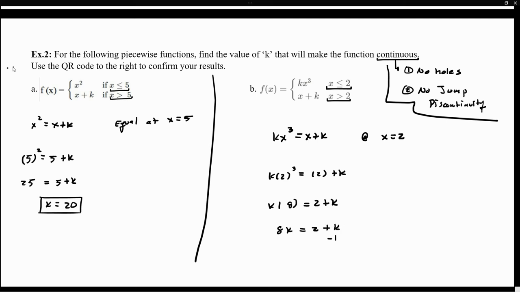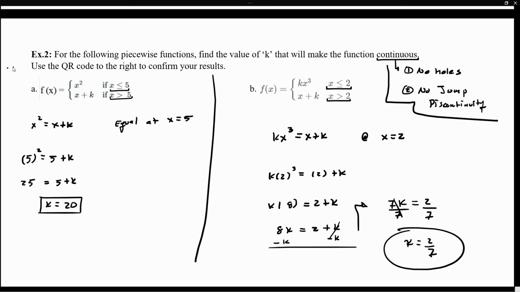Let's solve for k. So let's subtract k. So now we got 7k equals 2. So therefore, k should hold a value of 2 over 7. Well, let's see if that is true. So we're saying if we let k equal 2 over 7, then where the first function ends, the second function is going to pick it up. So there will be no holes and there will be no jump discontinuity.